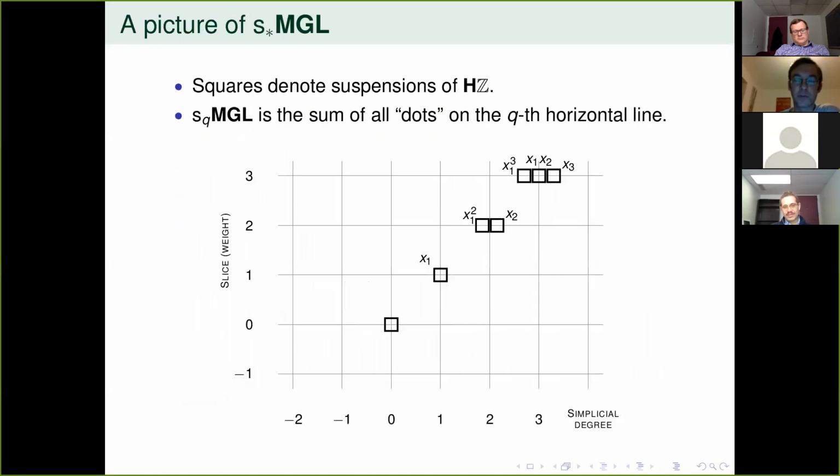Let's see. So here's the picture where the slices here are sort of corresponding sums. So for the 2-slice, we have 2 plus brackets 2 suspension of HC, one generated by x1 squared and the other by x2, and yeah, this goes on according to the Lazard ring. Okay.